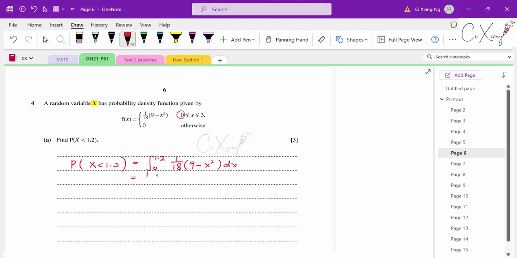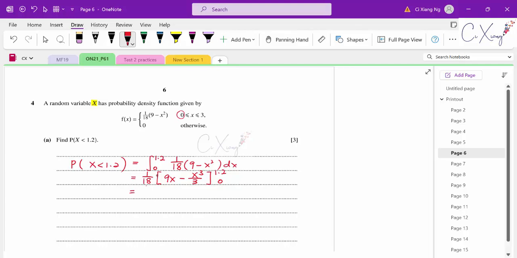Okay, so 1 over 80 is a constant. I prefer to take it out first. Then integrate 9, I will have 9x. Integrate x squared, I'm having x power 3 divided by new power 3. Then substitute in the values 1.2 and 0 into x.